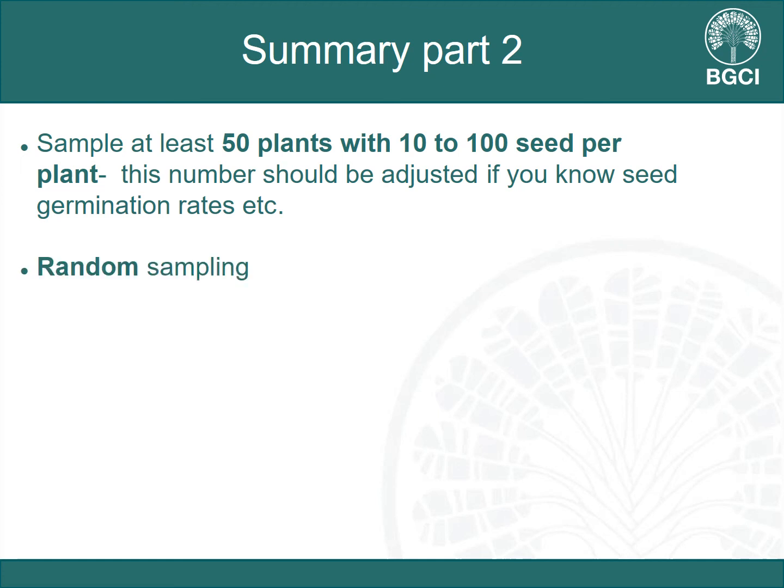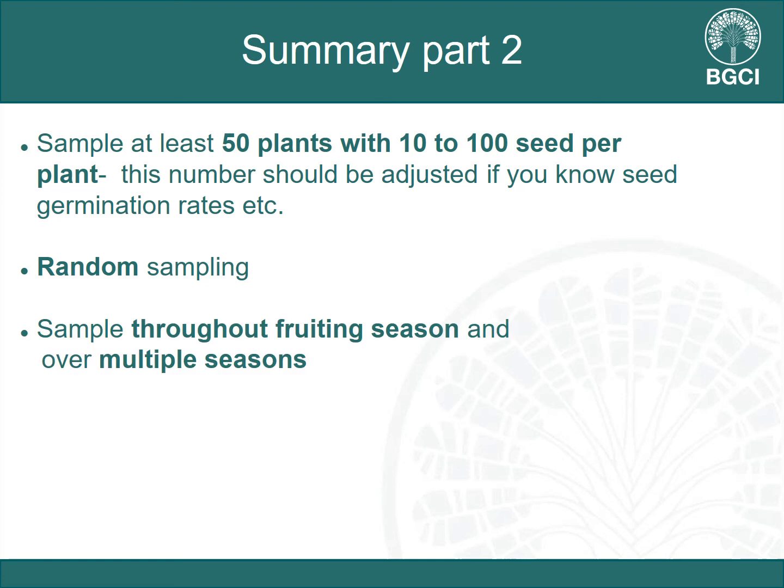Next, make sure you are sampling as randomly as possible when you select plants to sample seed from. Next, make sure that you sample throughout the fruiting season and over multiple seasons. Also, please do not overharvest. Take 20% of the seed available as a basic maximum. However, this could be adjusted based on what you know about the species biology.